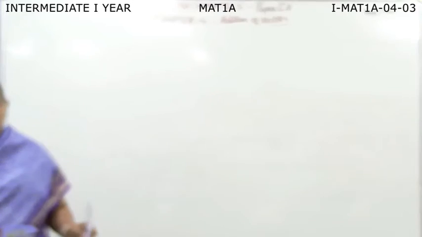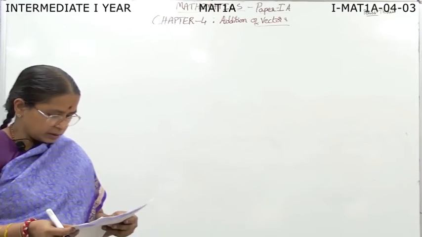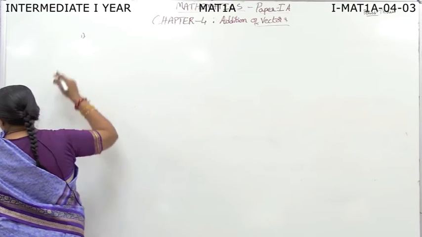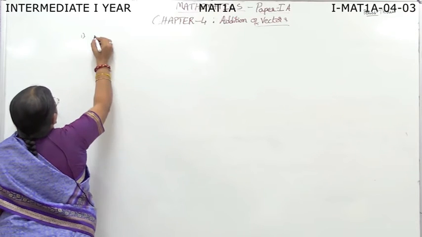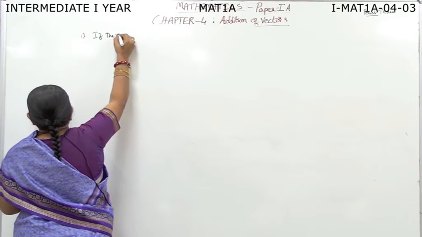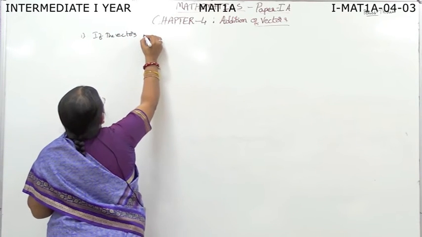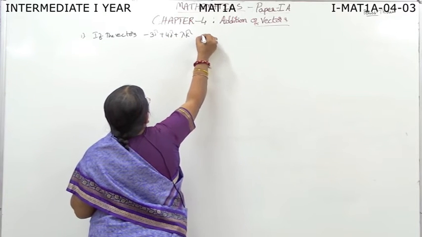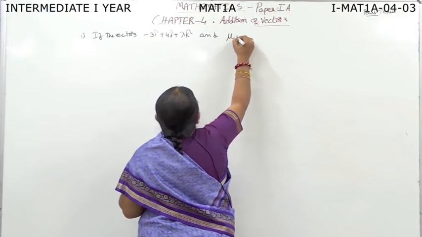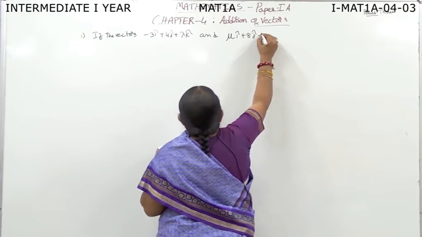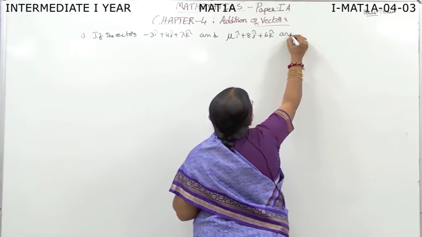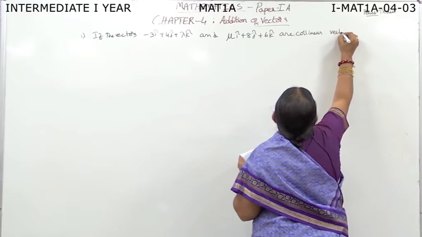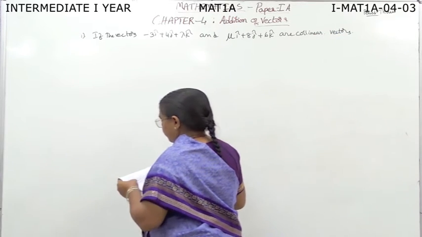Okay, with this we can complete the first exercise problems. Next we continue with the problems. First problem I'll write here. If the vectors minus 3i plus 4j plus lambda k and mu i plus 8j plus 6k are collinear. This is a very important problem. These are collinear vectors.